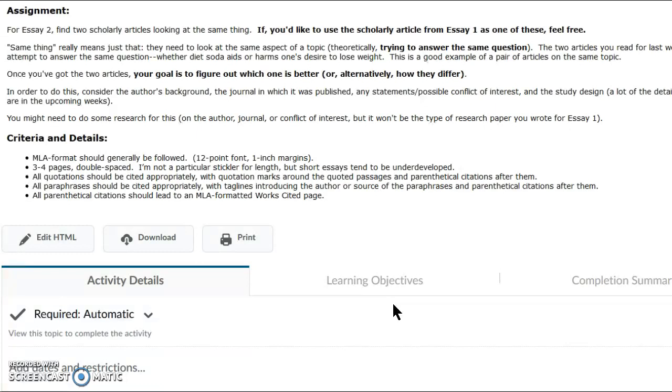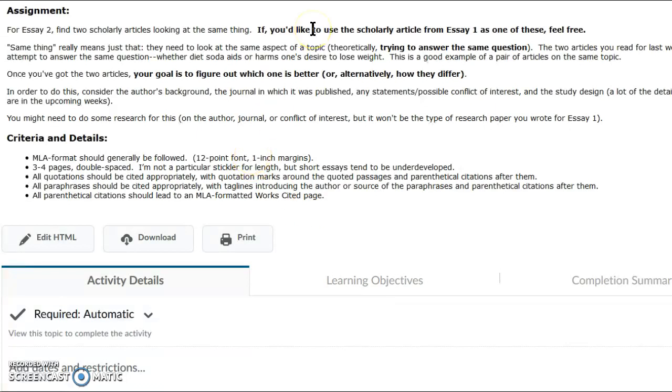So, 2 questions on, I don't know, HIV infections. Same topic, but they would need to be answering the same question. For example, one of the articles from this past week was whether or not coffee extended your life, okay? If you can find another scholarly article about coffee and mortality, whether or not it extends one's life, that'd be perfect. You could certainly use those two as your pair of articles for this essay, okay?